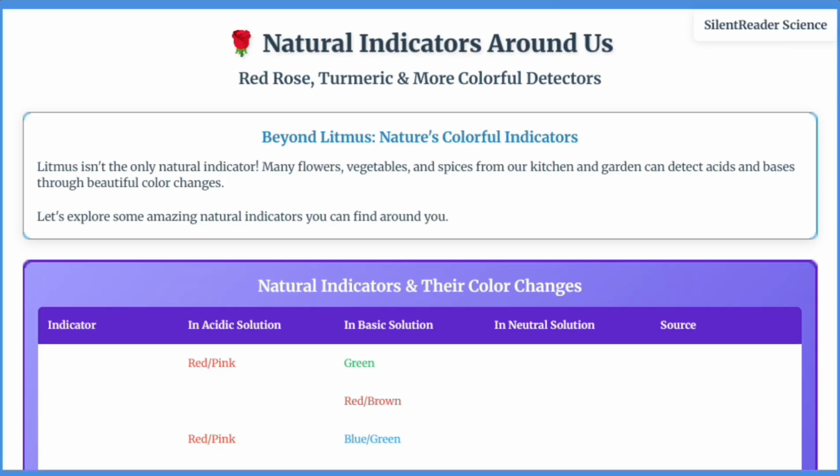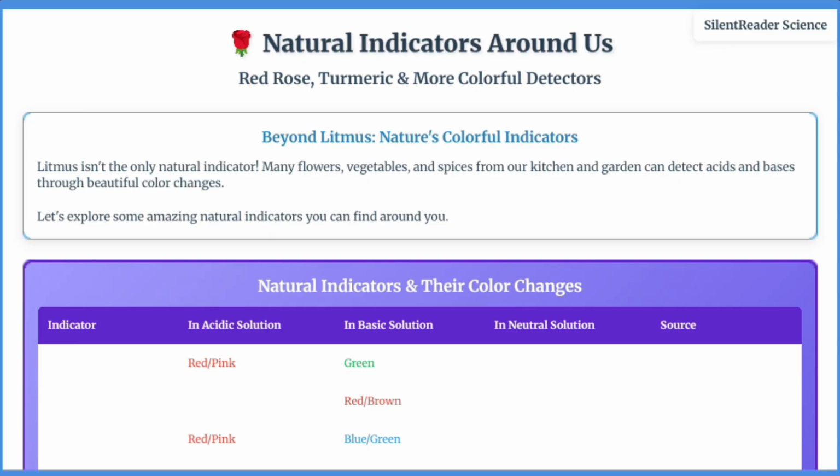Nature provides us with many colorful indicators beyond litmus. Red rose petals can be crushed and soaked to make an extract that turns red in acids and green in bases. Turmeric, our golden spice, makes yellow paper that turns red-brown in basic solutions but stays yellow in acids and neutral substances. Purple cabbage juice shows beautiful color changes from red in acids to blue-green in bases.